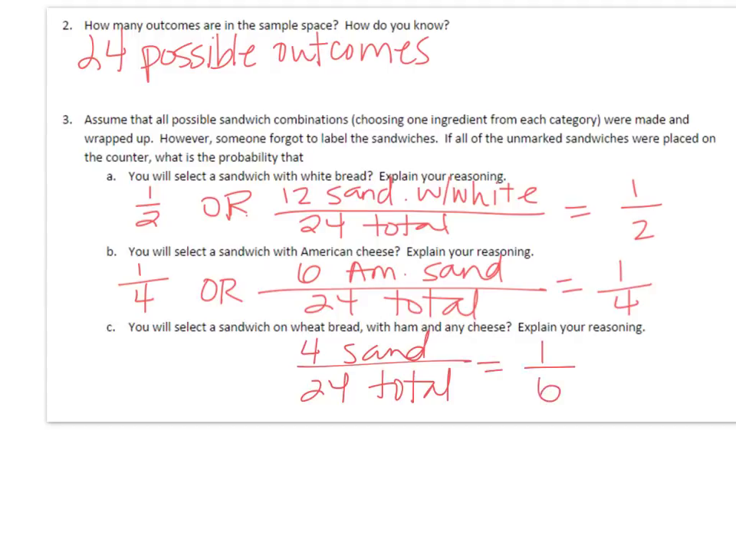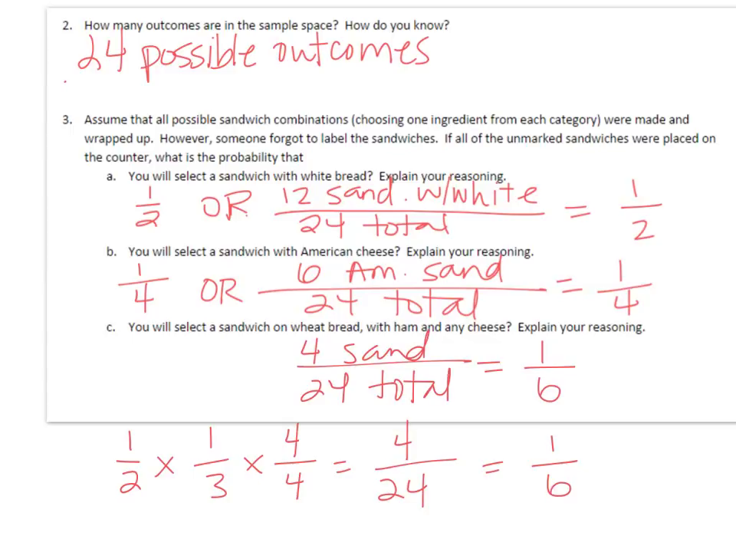Now, compound probability is very similar to combinations. We did combinations back when we were doing the zip codes and the phone numbers, where you put down the total number of possible outcomes, and then you multiply them together. You do the same thing with probability. The probability of getting wheat bread was 1/2. The probability of getting ham is 1/3. And the probability of getting any cheese would be 4 possible cheeses out of 4 possible cheeses, so it's 4 out of 4, or 1. Then you multiply them together, just like we did with combinations. So this time you would get 4 over 24, which again reduces down to 1/6.